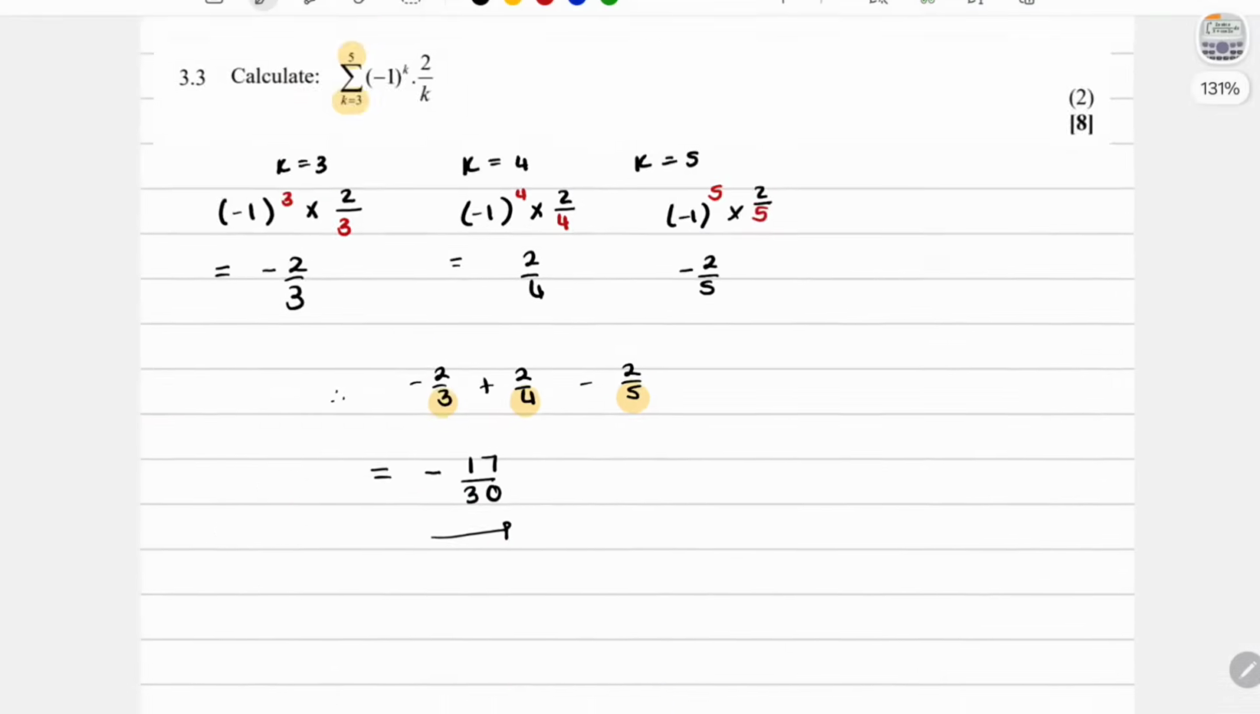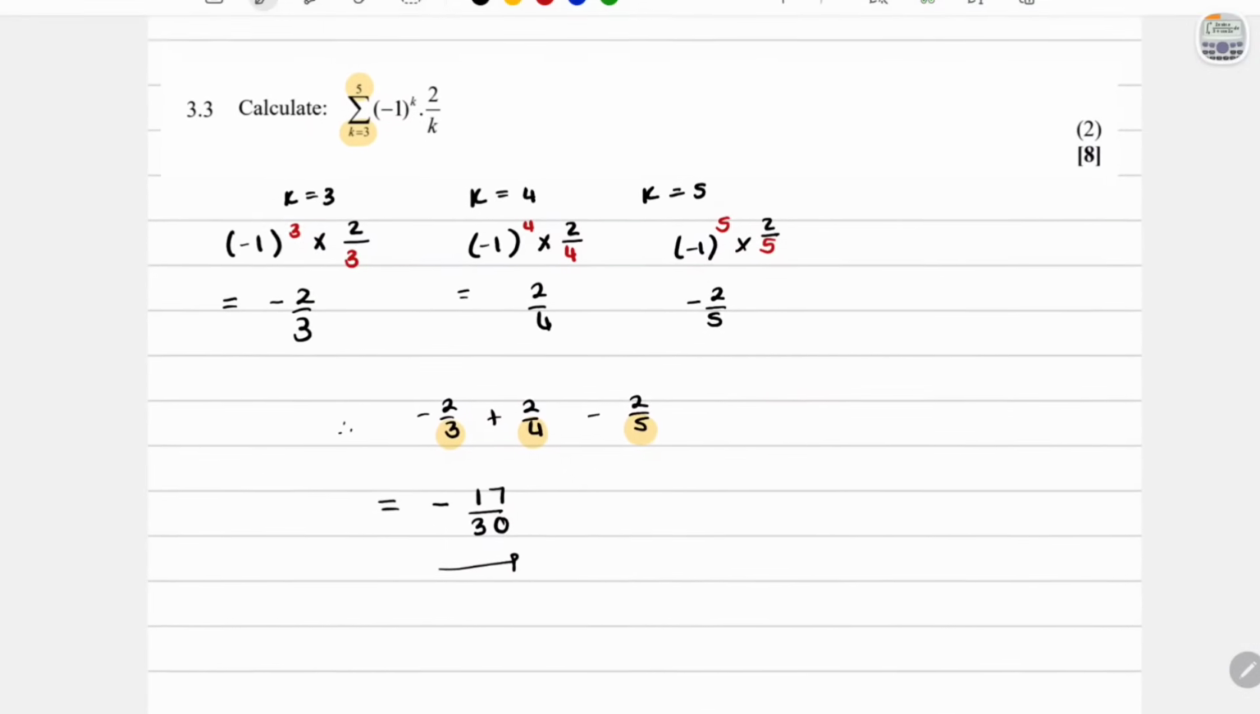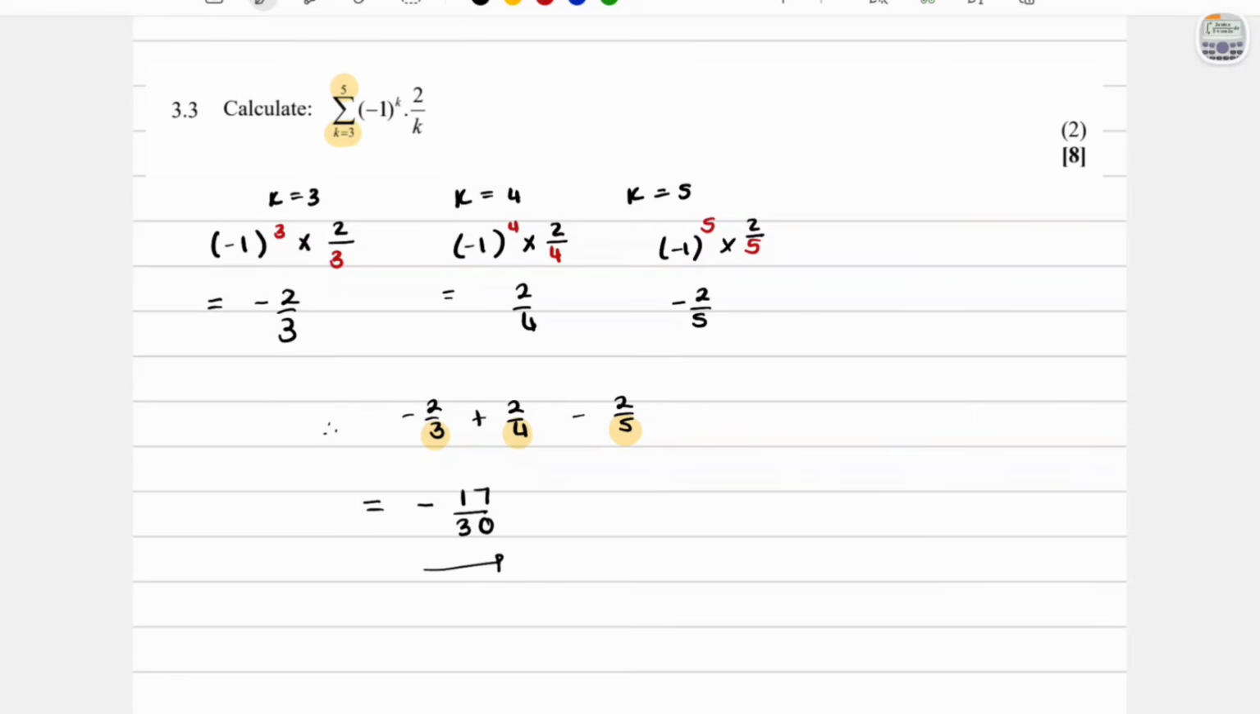Okay, so that is the last question in question 3. And then we move on to question 4, which is on functions.